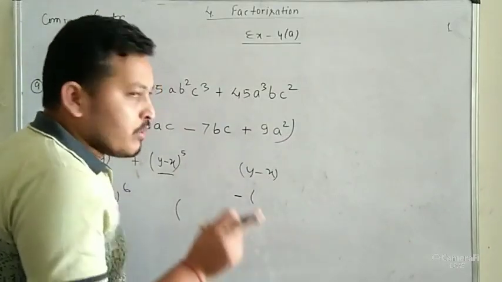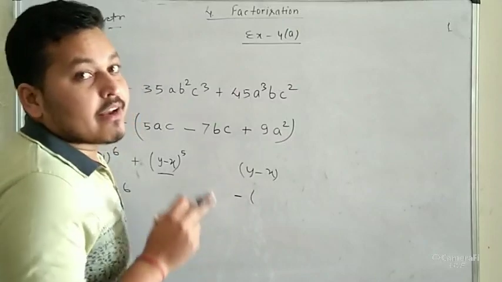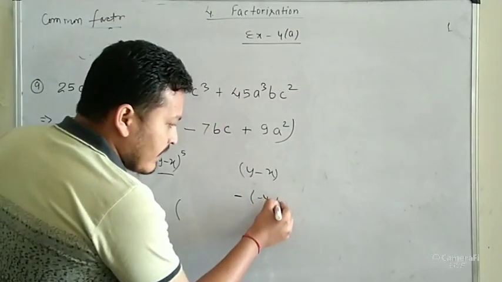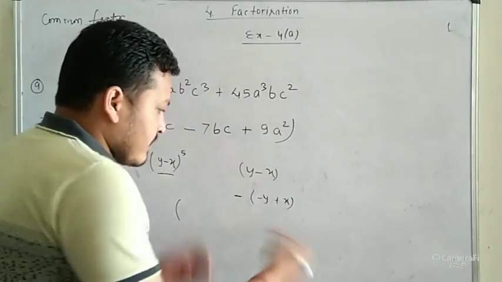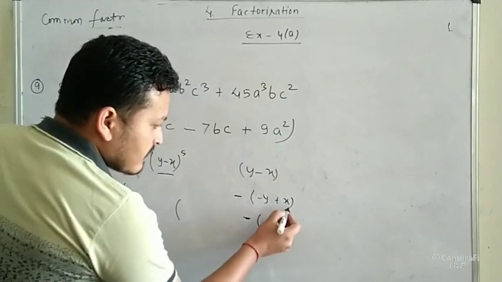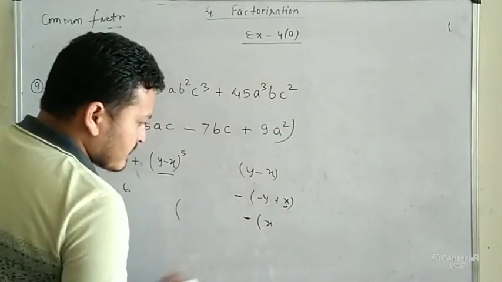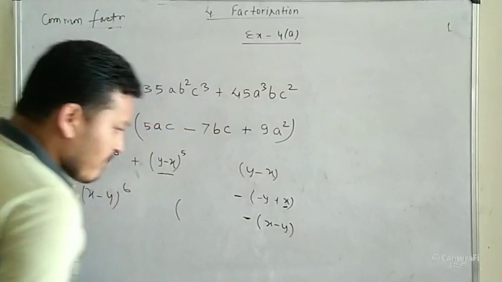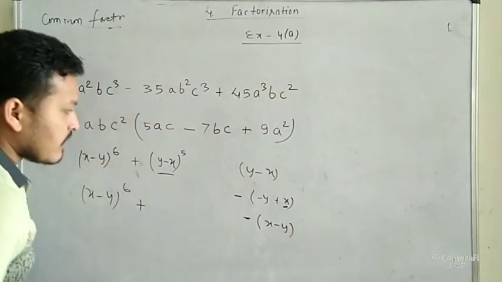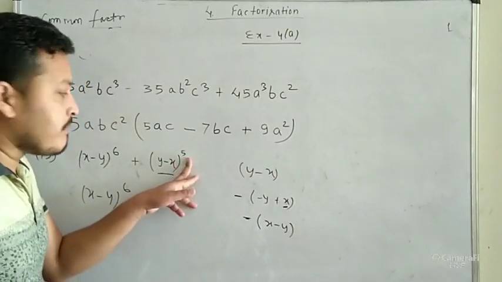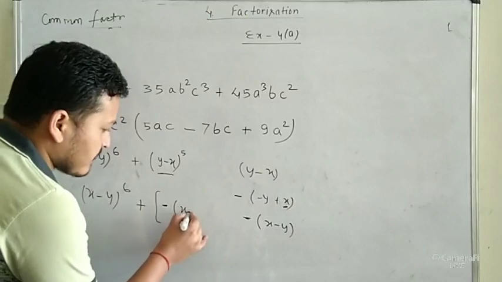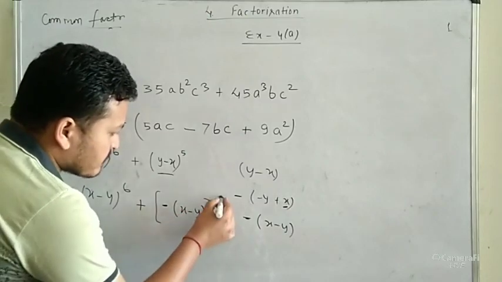Then I told you that the signs in the bracket will be reversed. So y will be negative and x will be positive; arrange it in the form of the first part. So then minus, this is positive, so we write x minus y first. Any problem? No sir. Then plus, the highest power is 5, so write it in a bracket: minus, then (x minus y), and outside the power is 5.